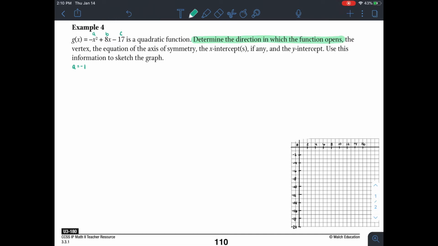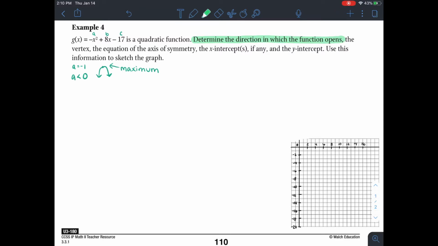If our a value is negative, if our a value is less than 0, our graph is going to open down, which means we would have a maximum up at the top. So when we do find our vertex, we would know that it is a maximum. So we've done our first part.